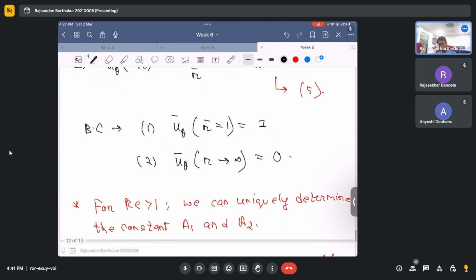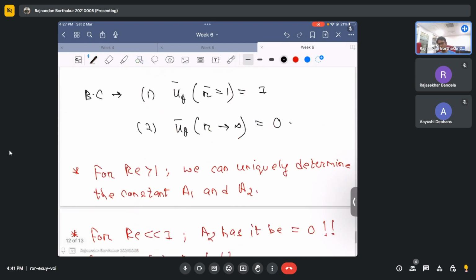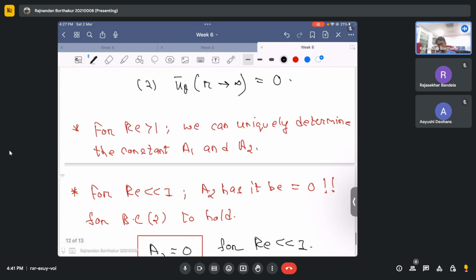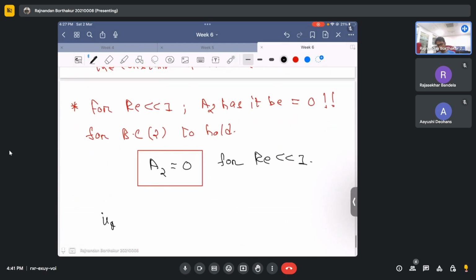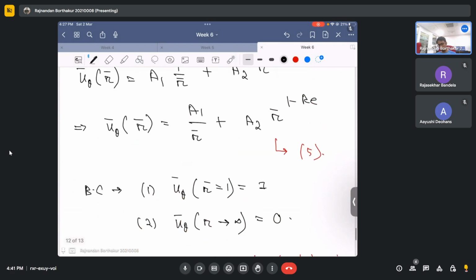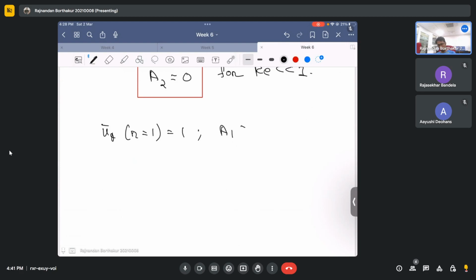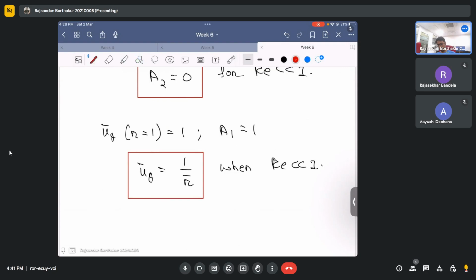So let's now determine A1. For A1, we will just use the first boundary condition. The first boundary condition gives us that u theta bar at r bar equal to 1 is basically 1, which means that A1 becomes equal to 1, and that's why u theta bar is just 1 upon r bar, when Re is very much less than 1. So is this concept clear to everyone, or do you have some doubts?